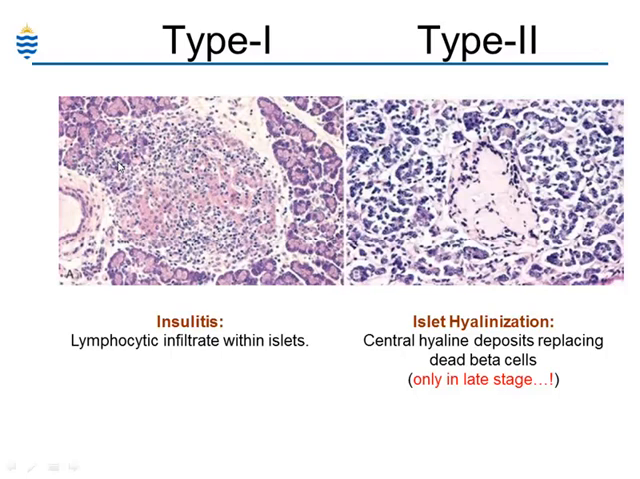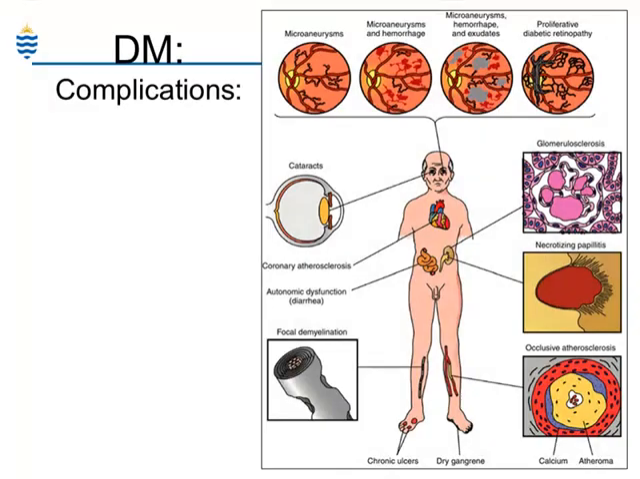So type 1, type 2, microscopic difference. Type 1 has inflammation, destruction of beta cells. Type 2 is perfectly normal except at the end stage, when there is islet hyalinization. Remember, what is deposited is not age, what is deposited is different.